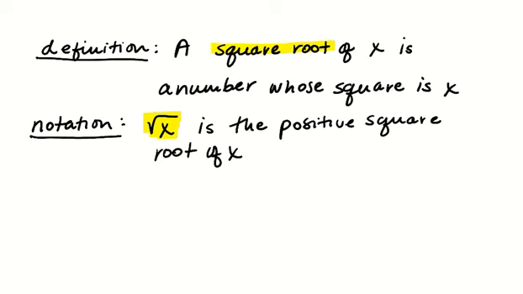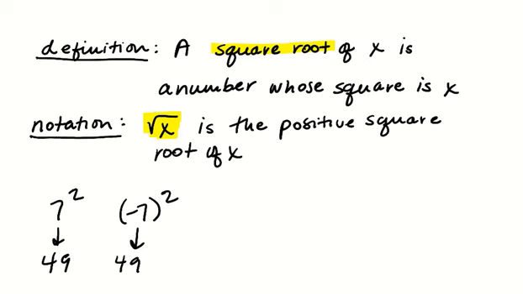So before we start, let's square a few numbers. Let's look at 7 squared, and let's square negative 7 as well. If I square 7, I get 49. And if I square negative 7, I'm also going to get 49. So the point I'm trying to make is that 7 and negative 7 are both square roots of 49.